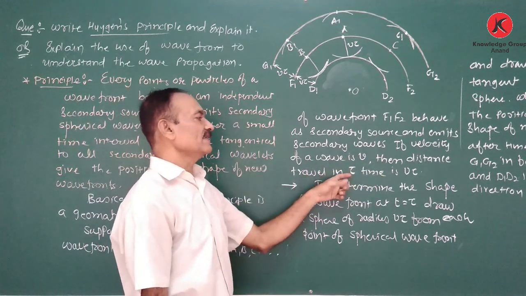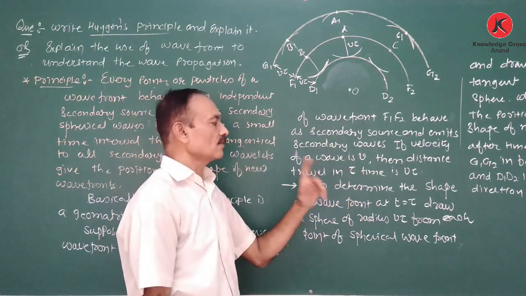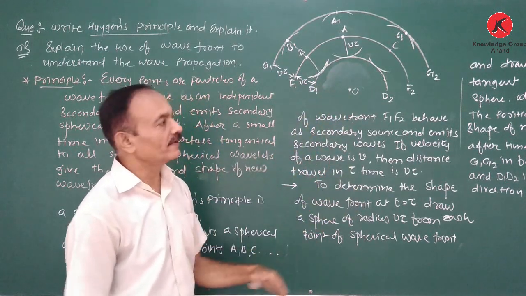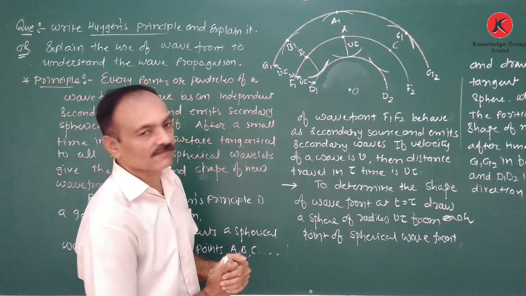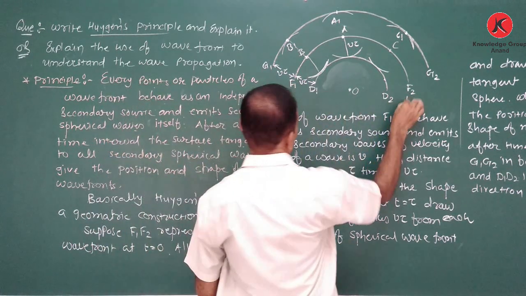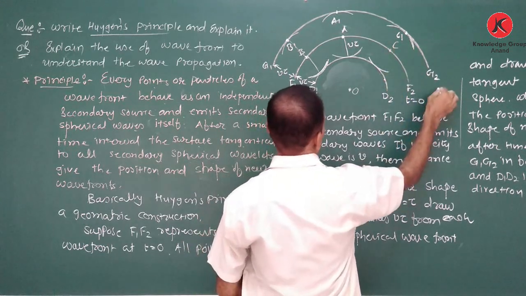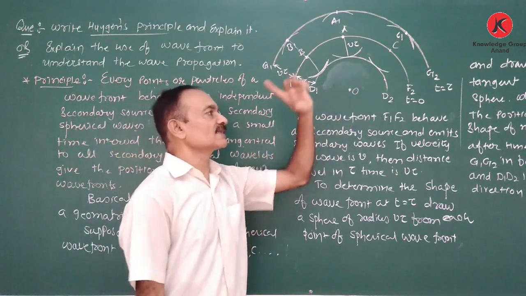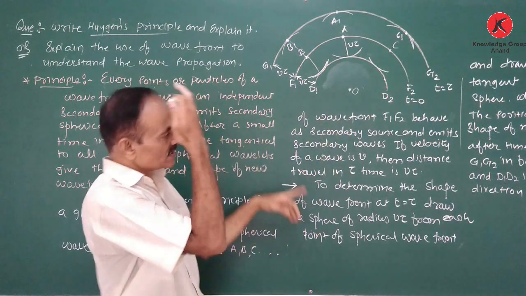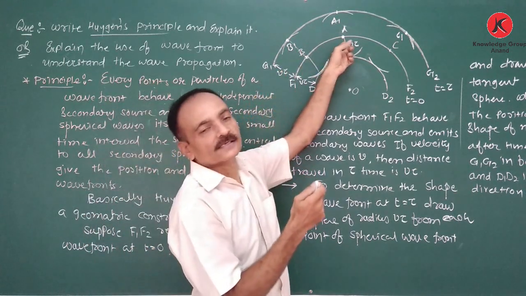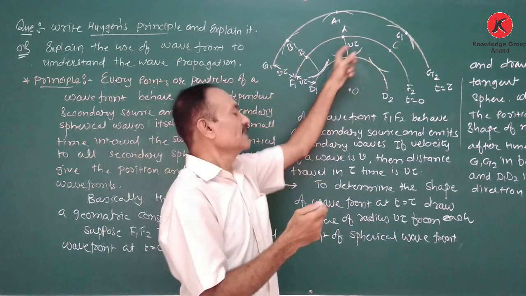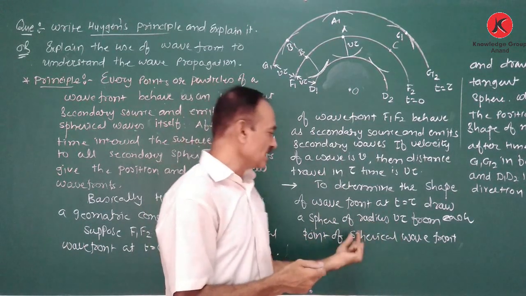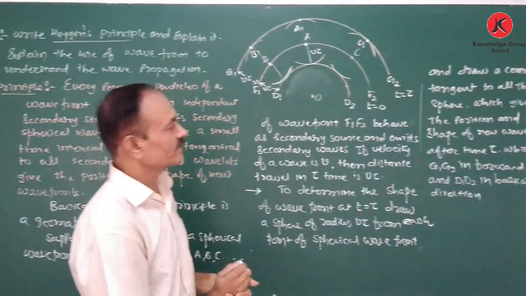Right? The distance traveled in time t is v into tau. Therefore, to determine the shape of a new wave front at time t equal to tau, F1, F2 is at time t equal to 0, while G1, G2 is at time t equal to tau. What is the wave front at t equal to tau? For that purpose, we draw a sphere from the points A, B, C having radius equal to v tau from each point. So that is the spherical wave front.